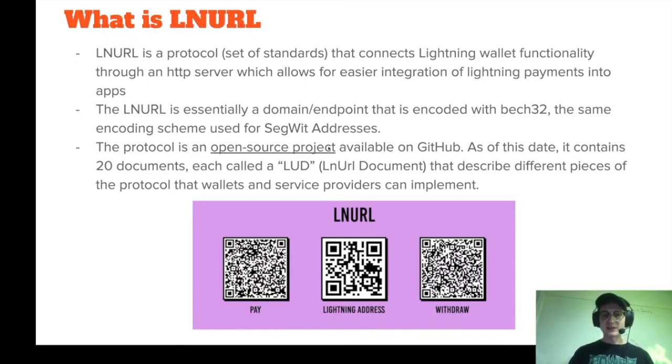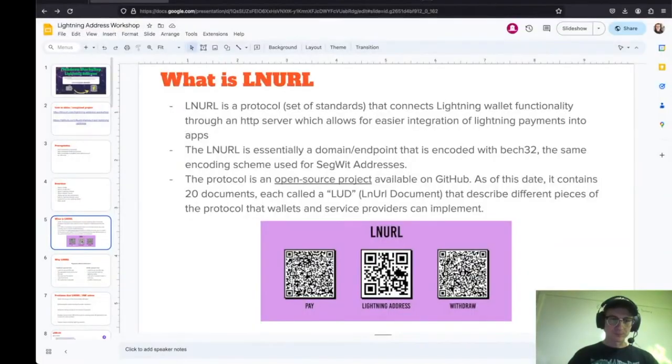So LNURL, it's essentially a domain endpoint that is encoded with Bech32. This is just encoding we use in Bitcoin a lot. Yeah, the same encoding scheme for SegWit addresses. The protocol, it's an open source project on GitHub. As of this date, it contains 20 documents, each of which are called a LUD document that describes the different pieces of the protocol. So a LUD is kind of like a BIP, or a NIP, or a BOLT, or whatever your favorite acronym is.